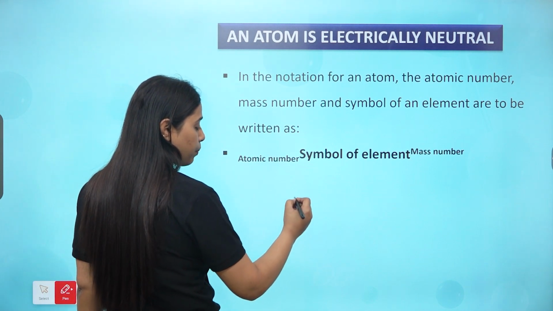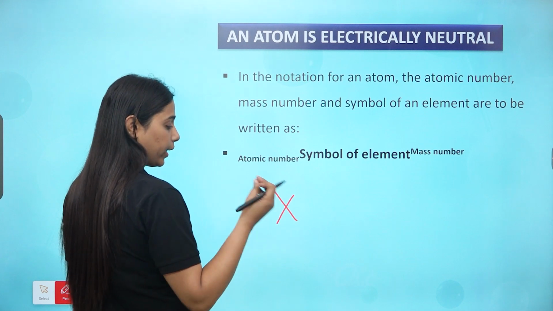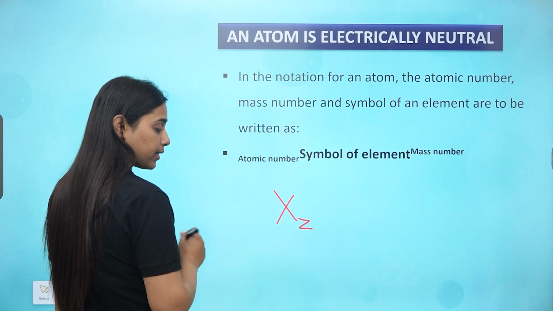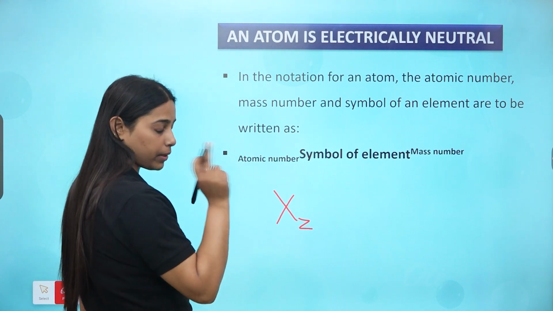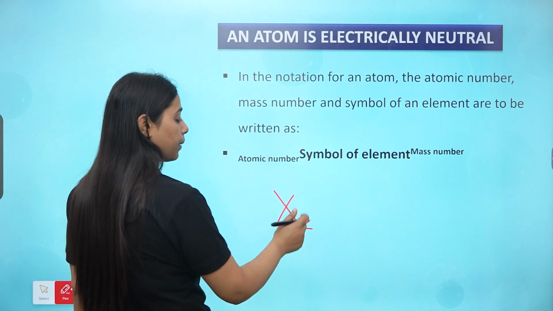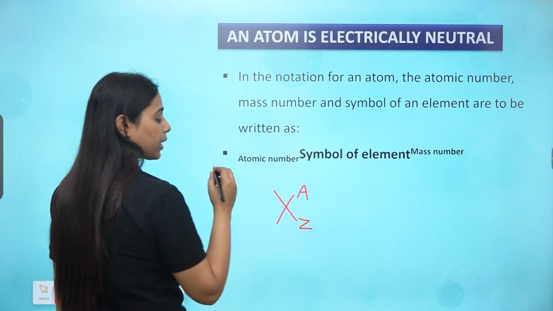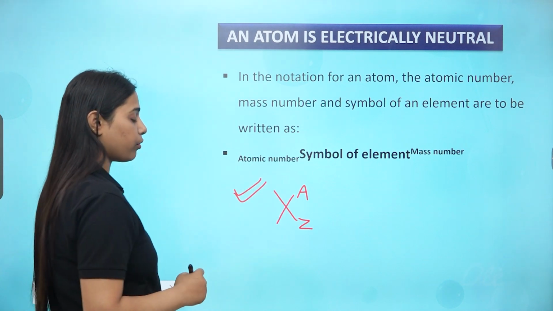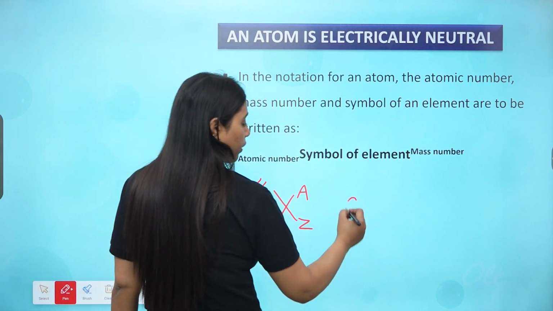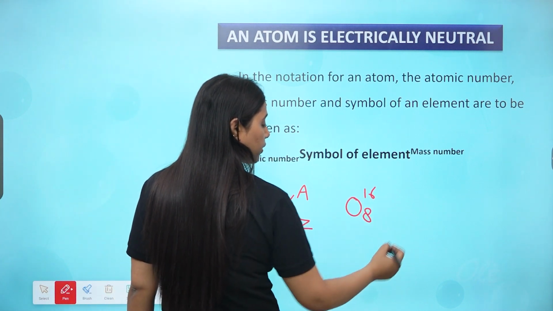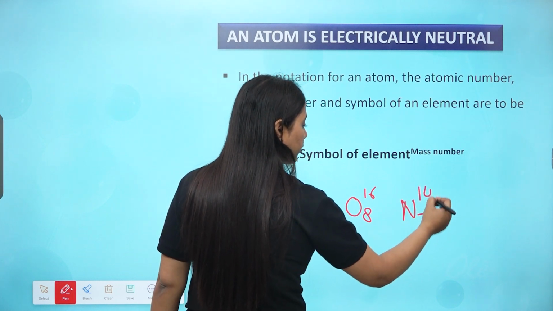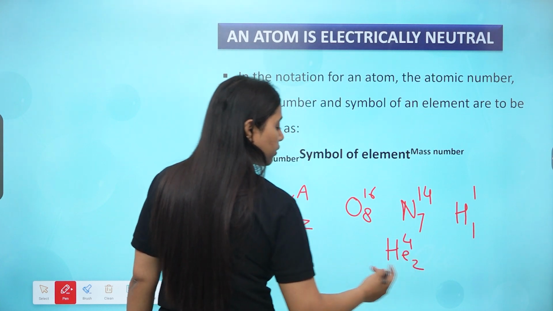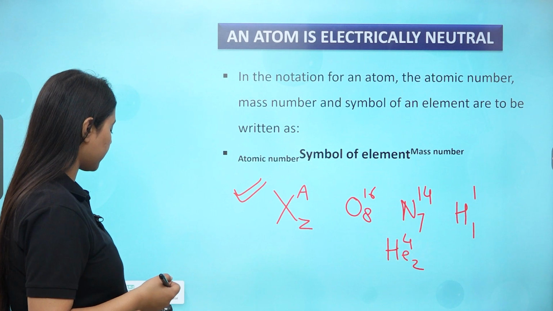Suppose X is the symbol for any element, a general representation. Atomic number is represented by Z in the subscript, and mass number is represented by the alphabet A in the superscript. So this is the general representation for any element. For oxygen, you are going to write this. For nitrogen, you are going to write this. For hydrogen, you are going to write this. For helium, you are going to write this. So for any element, you can represent it in this manner.